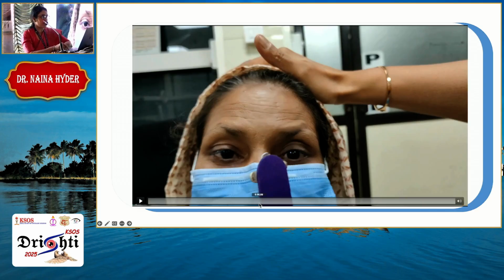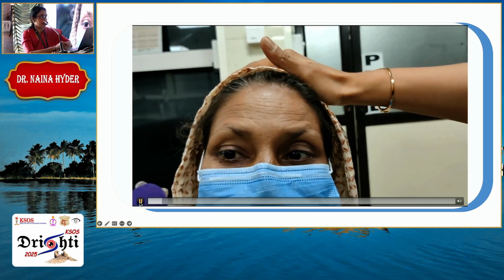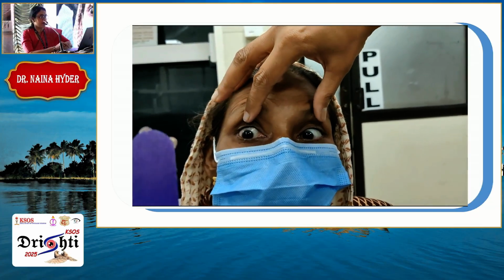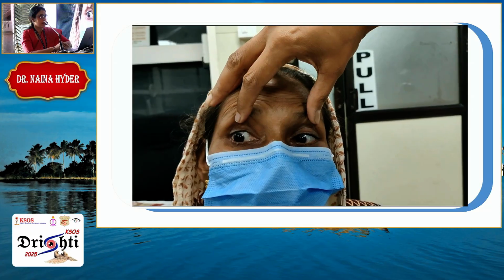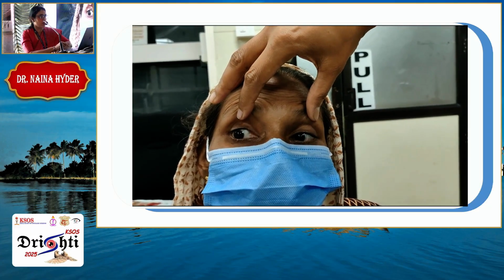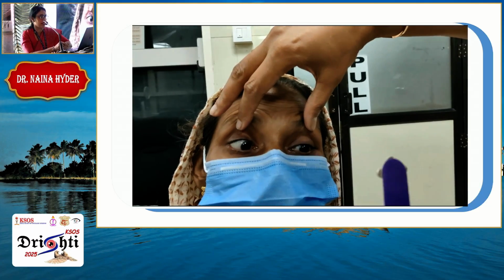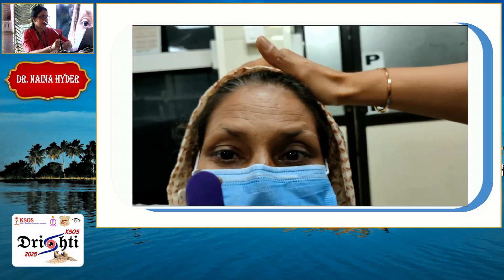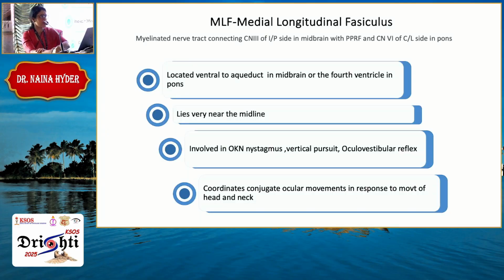So this was a patient who had come to RIO, referred from the neuromedicine side, a 50-year-old female patient, and she complained of diplopia. Usually on the lateral sides she complained, and I will come to that.